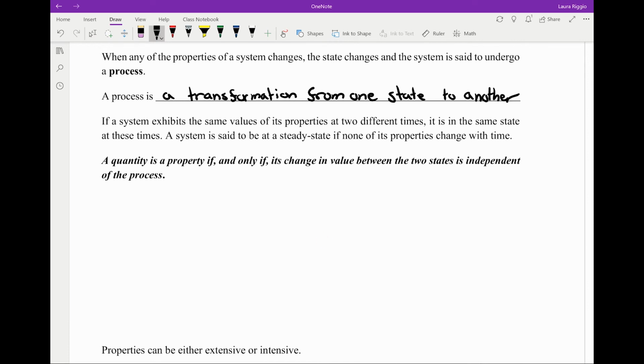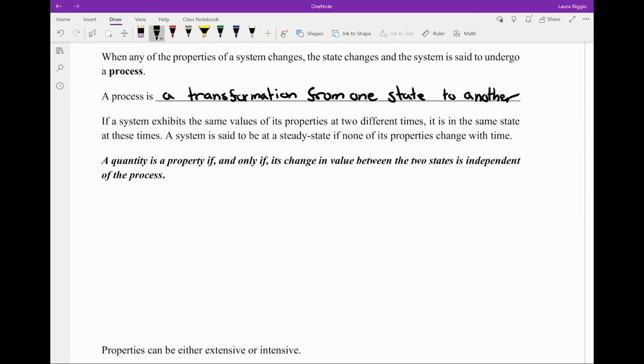to another. So if a system exhibits the same values in its properties at two different times, it's at the same state at these times, and the system is said to be at steady state if none of its properties change with time. Importantly, I want to stress that a quantity is a property if and only if its change in value between two states is independent of the process. If something depends on the process, it is not a property.